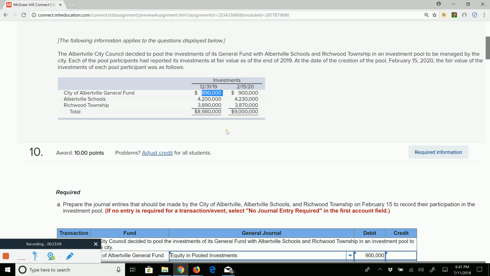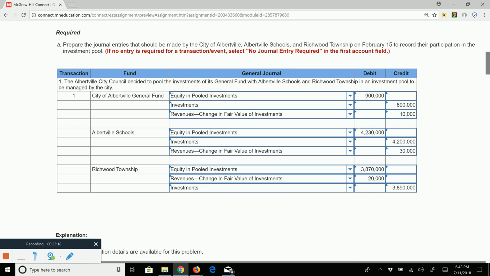You do the same thing with the school district. $4,230,000 is the new asset, and the old asset coming off the books is $4.2 million. So the new asset is here, debit equity in pooled investments. We will credit the investment account. The difference between the two is an increase in the fair value. That is a credit to the revenue account.